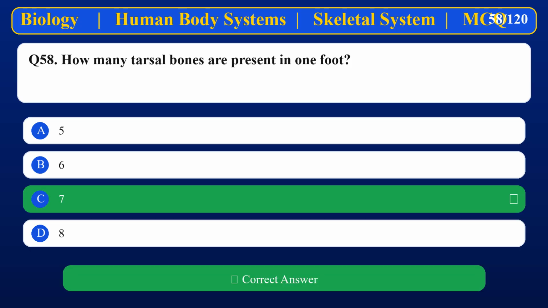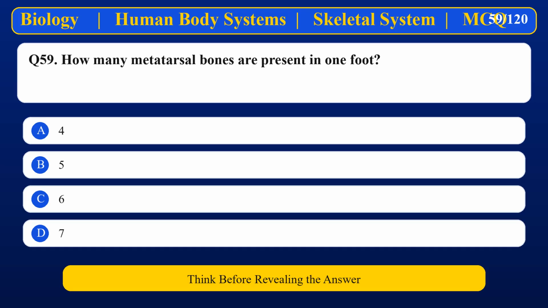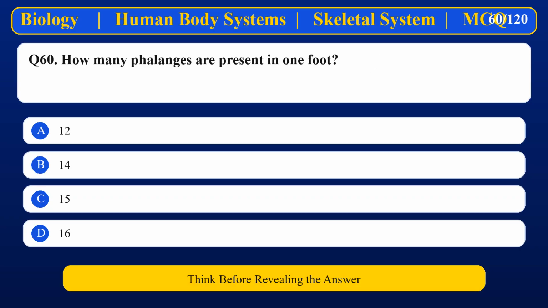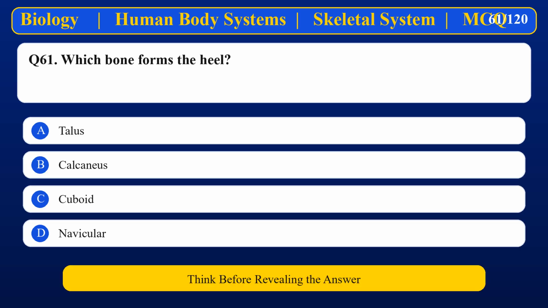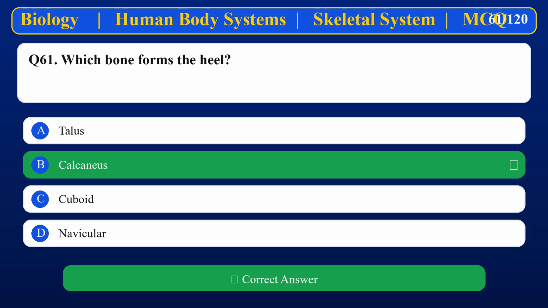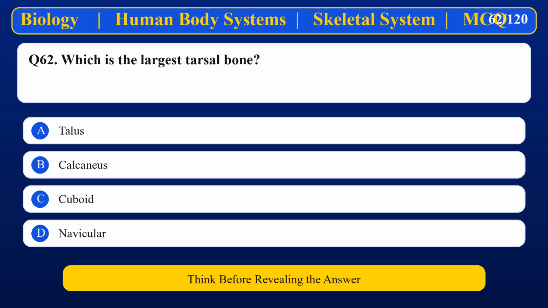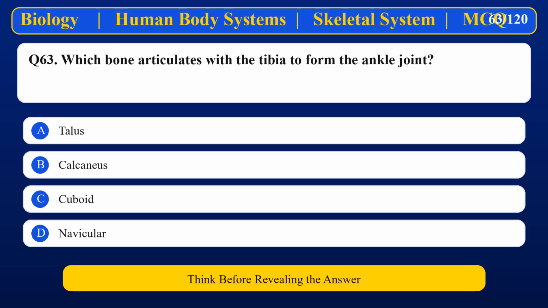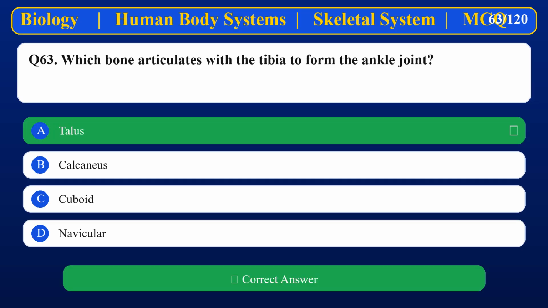How many metatarsal bones are present in one foot? 5. How many phalanges are present in one foot? 14. Which bone forms the heel? Calcaneus. Which is the largest tarsal bone? Calcaneus. Which bone articulates with the tibia to form the ankle joint? Talus.